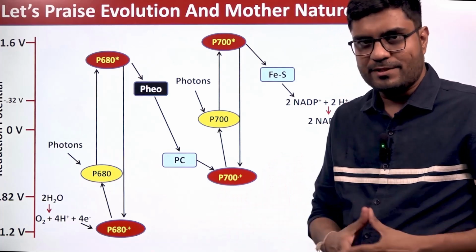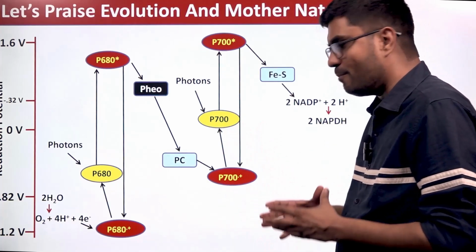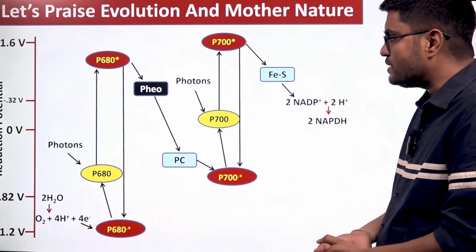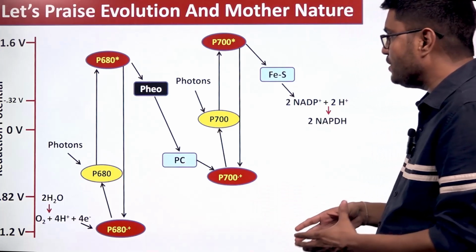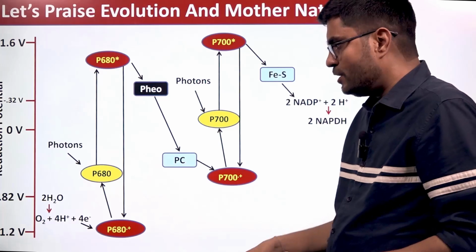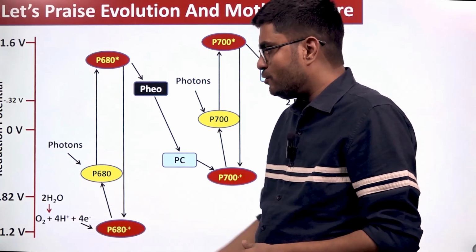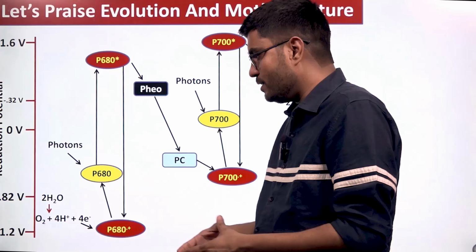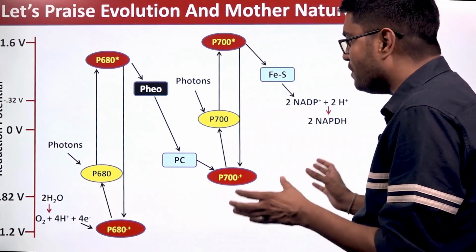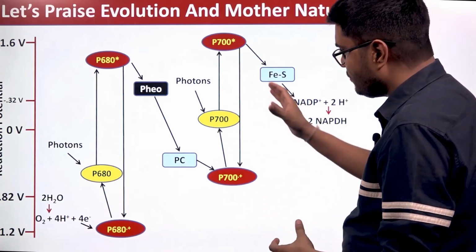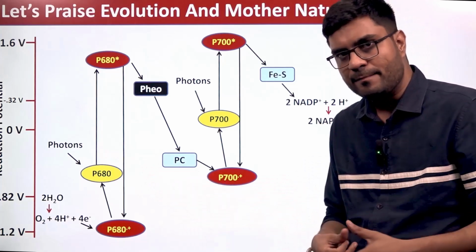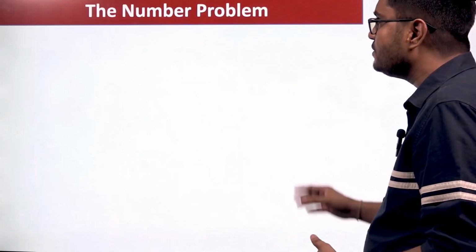Now the Z scheme is looking nice, but there is a problem, and I call this problem the problem of numbers. You can see that the whole Z scheme, the whole system, is able to transfer one electron at a time. But to generate one oxygen molecule, two water molecules have to be utilized and simultaneously 4 electrons will be released. So how to balance this number? The system is transporting 1 electron at a time, but the donor is giving 4 electrons at a time. So let's solve this number problem.